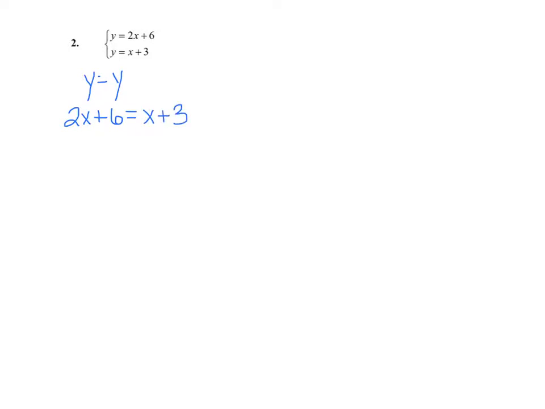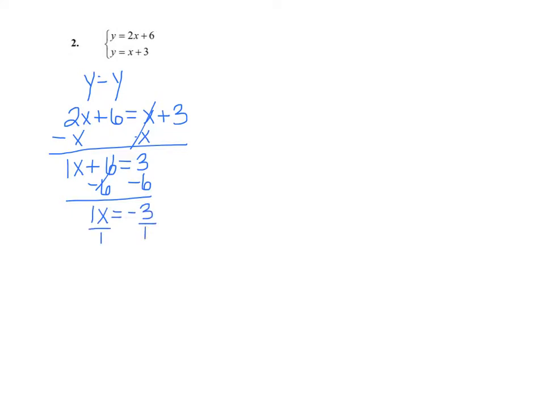So now our next step is to undo our smaller variable, which is x. So we're going to subtract x from both sides. X is canceled to the right. So now you look at 2 minus 1x is 1x, plus 6 equals 3. Next step is to subtract 6 from both sides. So 1x equals negative 3. Divide both sides by 1. And x equals negative 3.